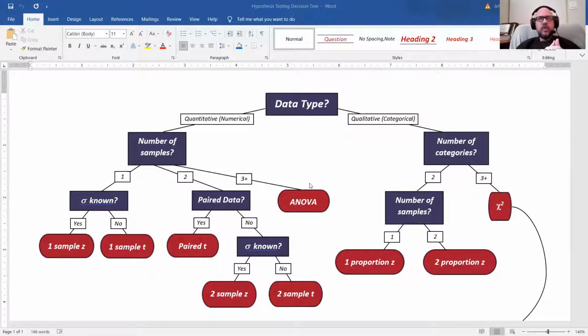And remember, when you answer the question of how many samples you have, firstly, if there's only one sample and you're comparing that sample to a number, or you're comparing a parameter from that population you're taking the sample from to a number, then you're going to be doing a one sample T or Z test, right? And then the T or Z is determined by whether you know sigma or not.